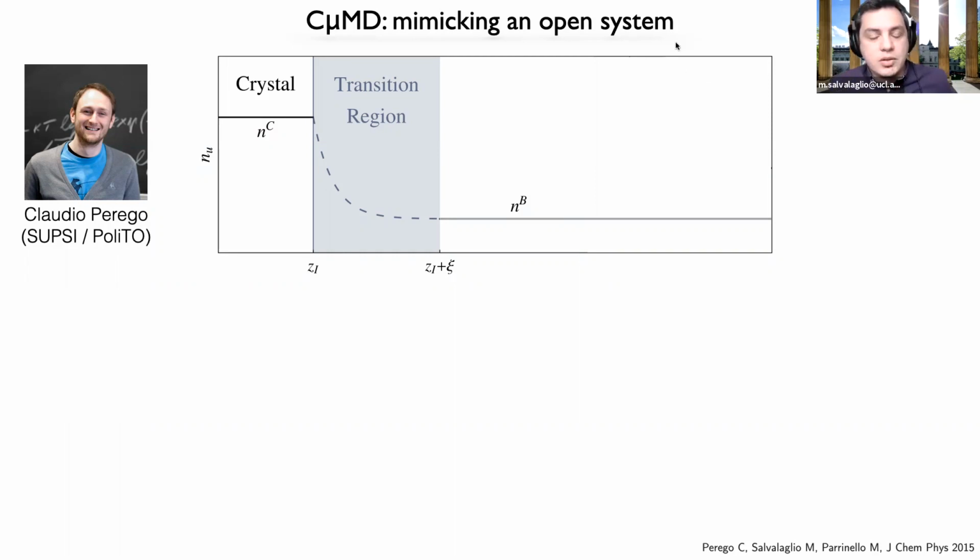So CUMD allows us to overcome this problem by introducing artificial forces that are based on the same idea of the collective variables that I discussed a while ago. So basically, those forces are defined as a function of the position of the atoms in the system.